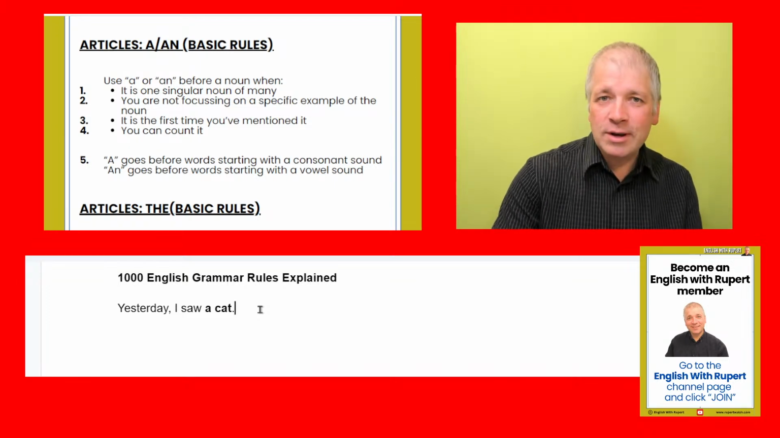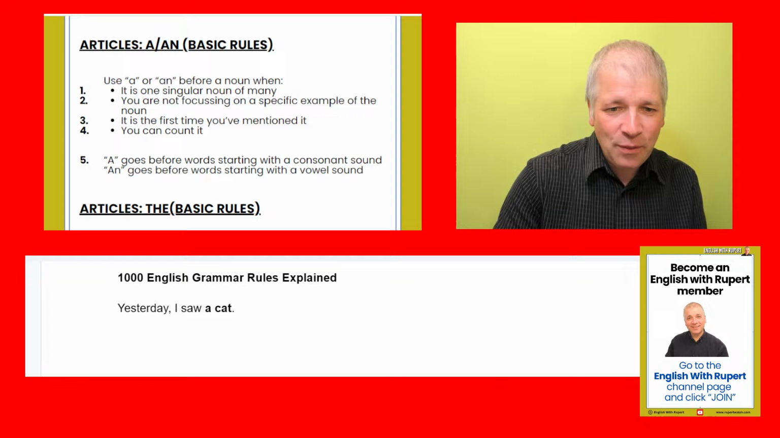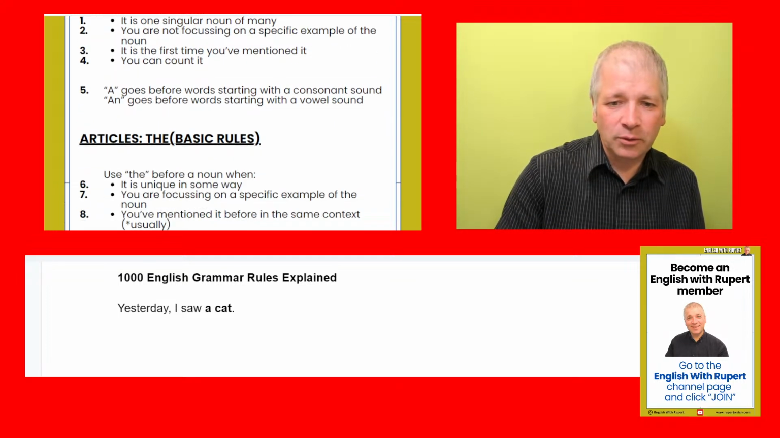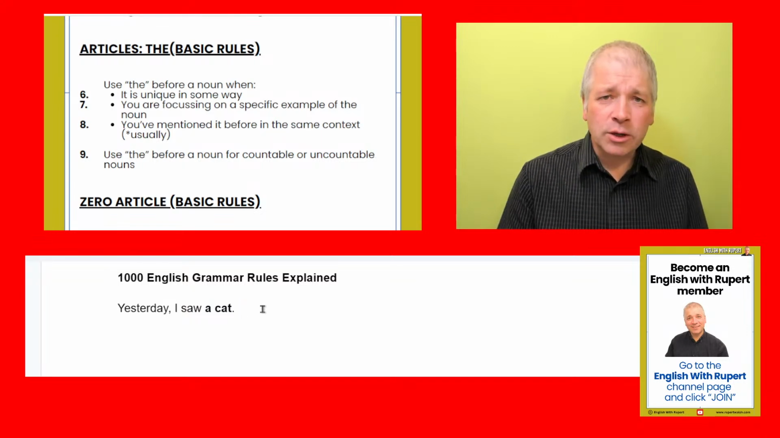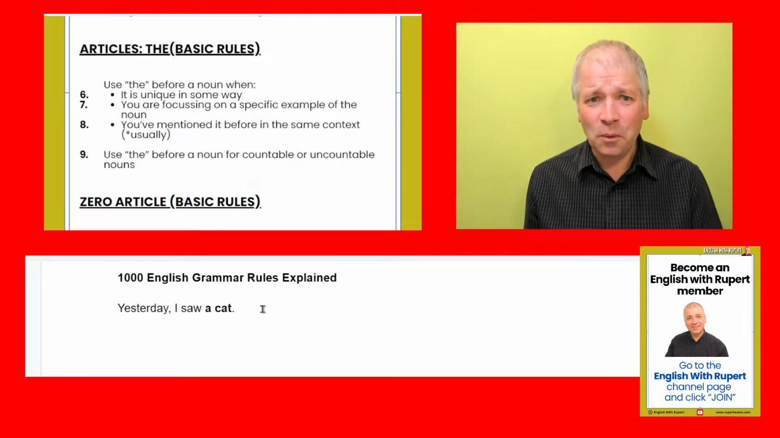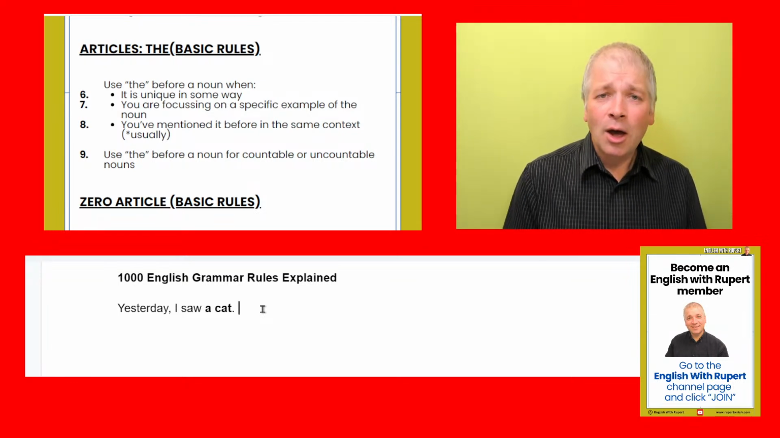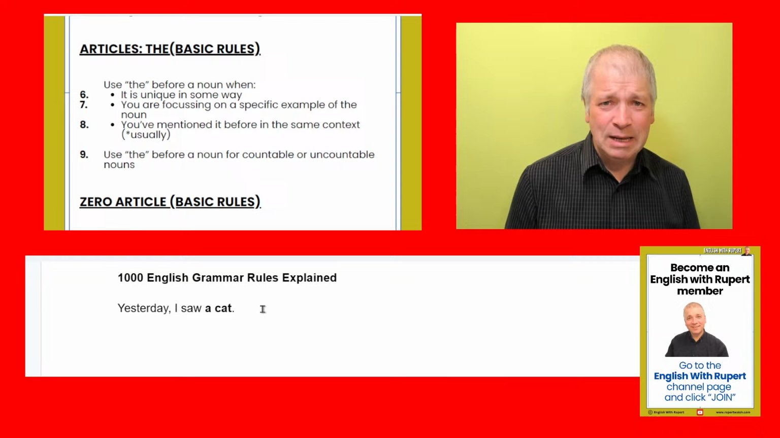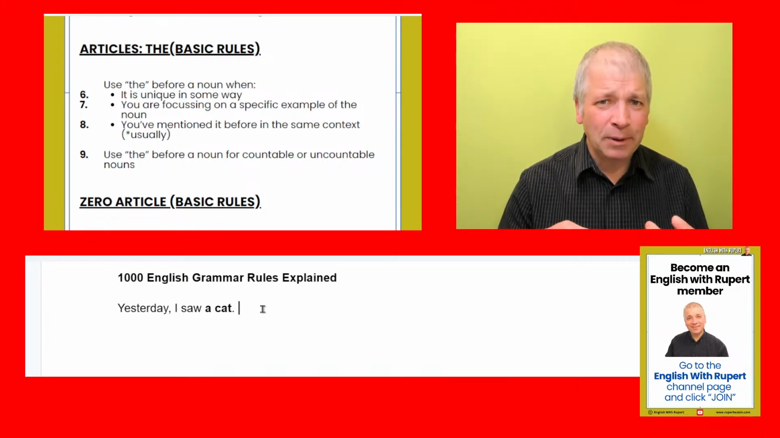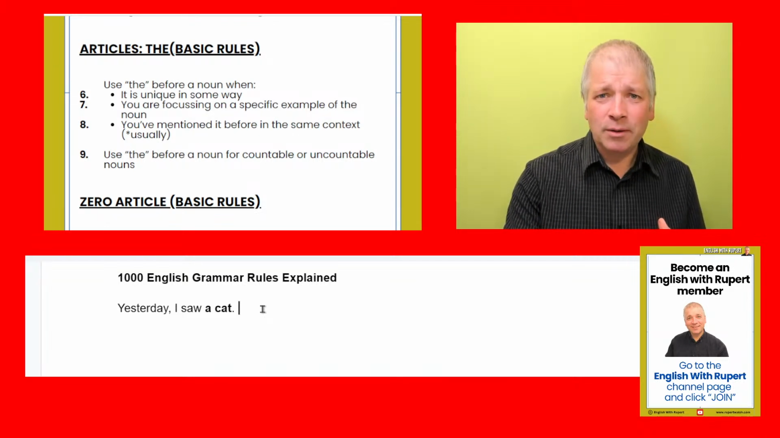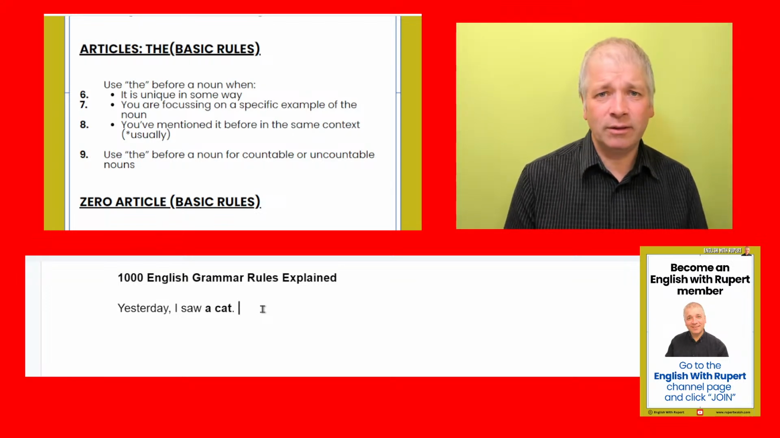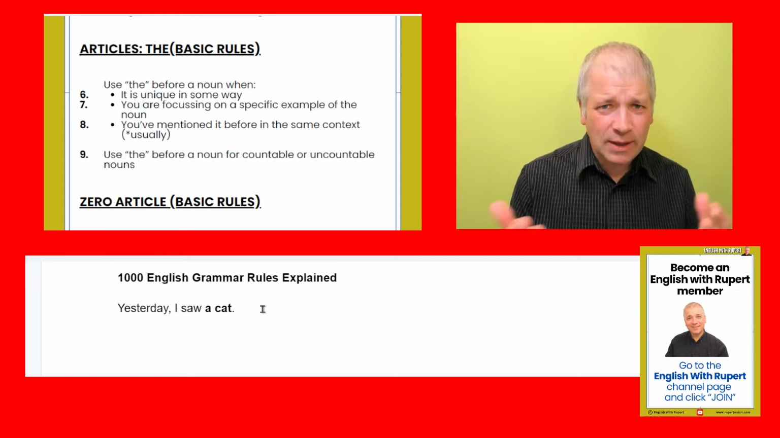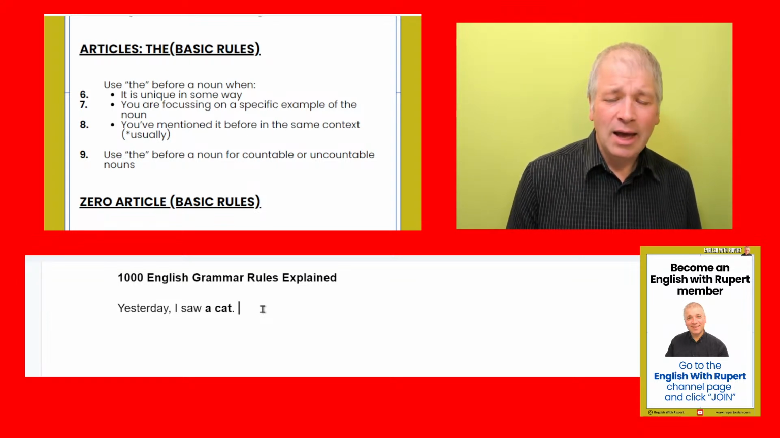Let's move on to the next part of articles, and that is looking at the definite article, which is the. Instead of using a before a noun, sometimes we use the before a noun. And we use the before a noun generally for these reasons. I'm going to explain a little bit more as we go along, because sometimes you need to see two different examples to really get the difference between things. But generally they're covered by these rules 6, 7 and 8 and also 9.